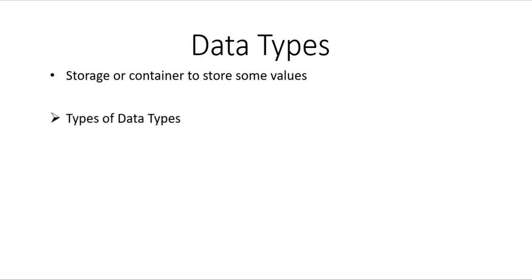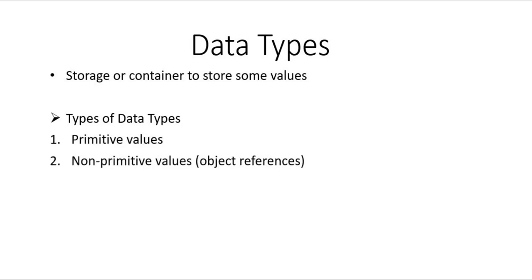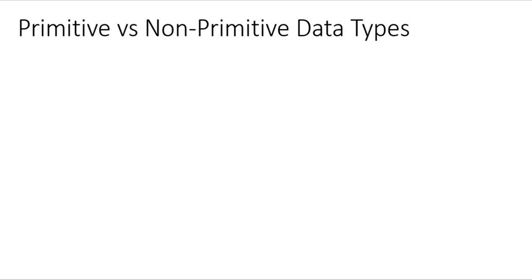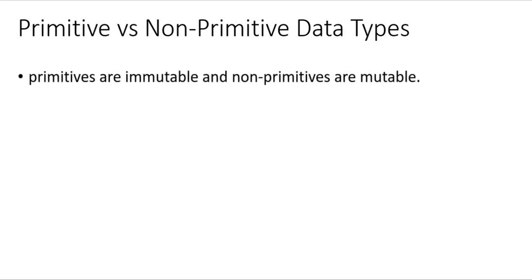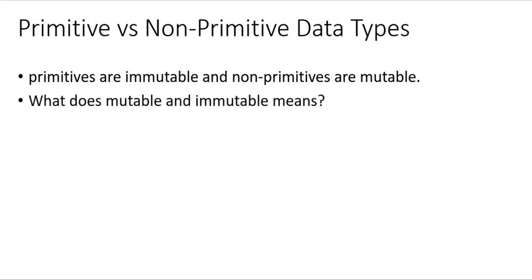Types of data types: primitive values and non-primitive values. What are primitive and non-primitive data types? Primitive are immutable and non-primitive are mutable. So what does this mean? What is mutable and immutable?